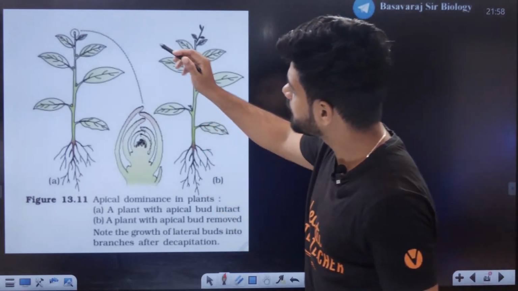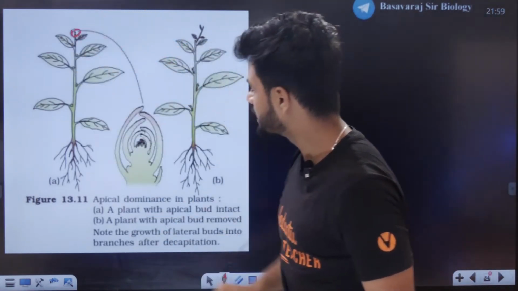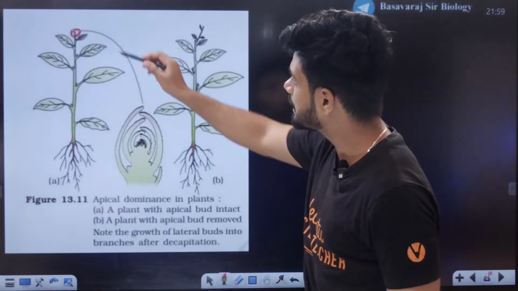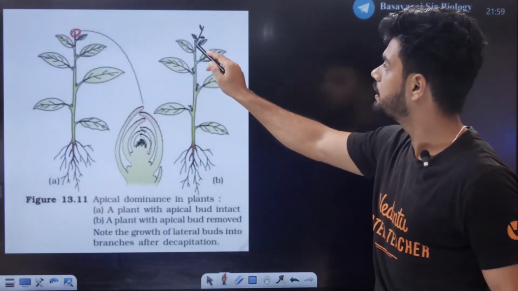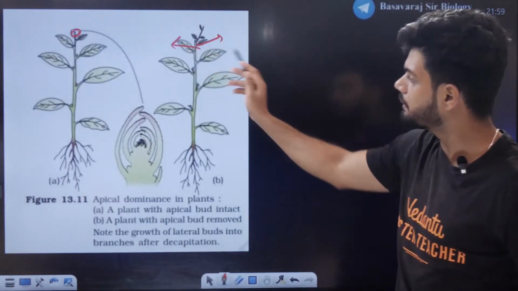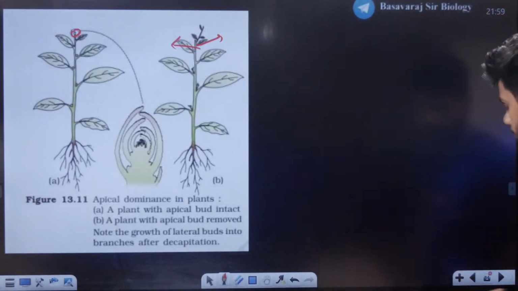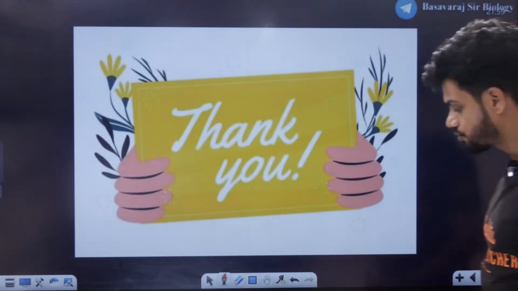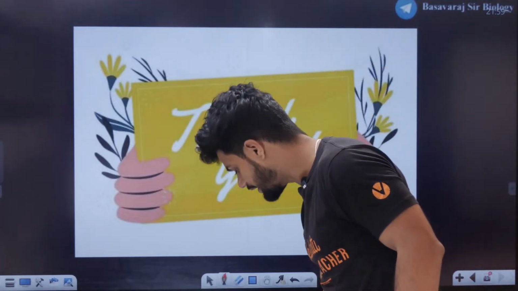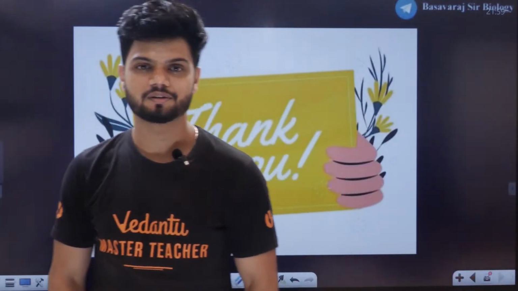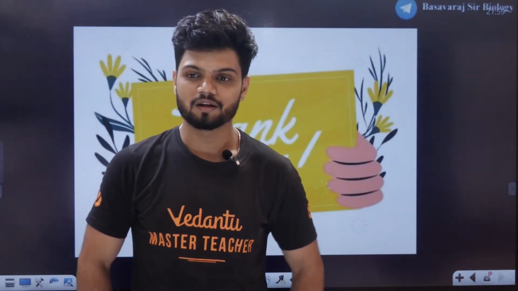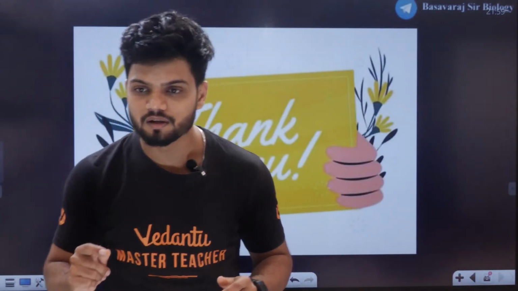This is apical dominance. If the apical bud is present, it will keep on growing. If there is no apical bud, lateral growth will happen. No apical bud, lateral growth. And with that, the entire one shot lecture is over.